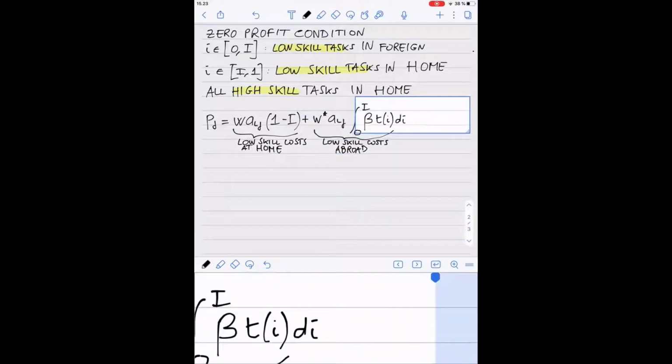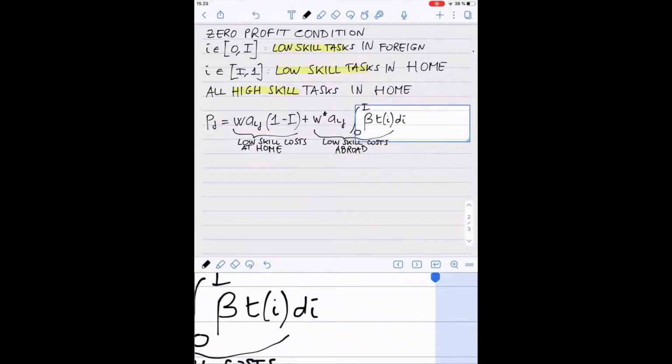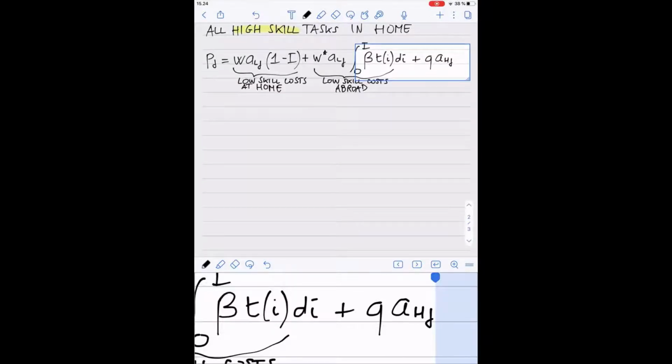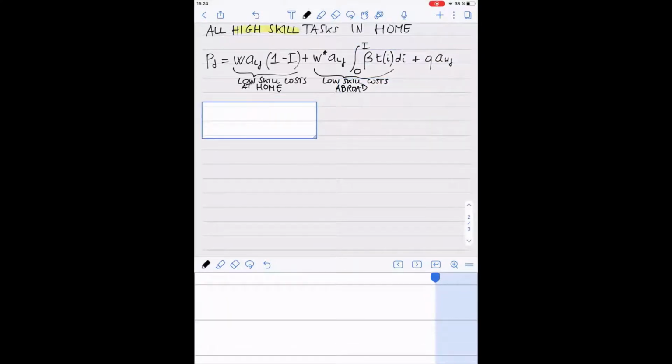Is that it? Well, we're missing the high skill task, but that's easy, right? So that is simply plus the high skill wage, let's call it Q, times AHJ, which is the unit labor requirement for high skill workers. Now, what Grossman and Rossi-Hansberg do in their paper is they write a different expression for this, right? But so let's derive that.